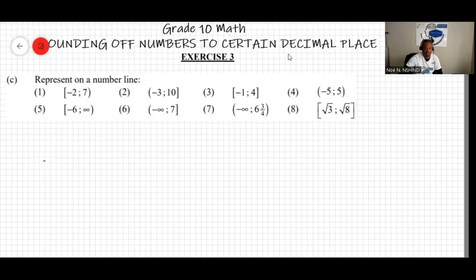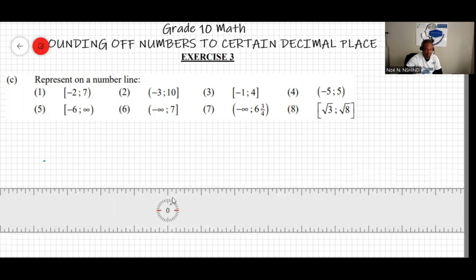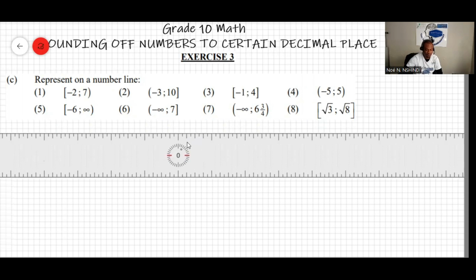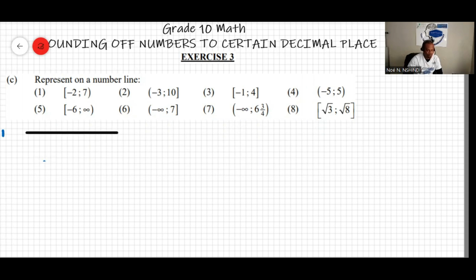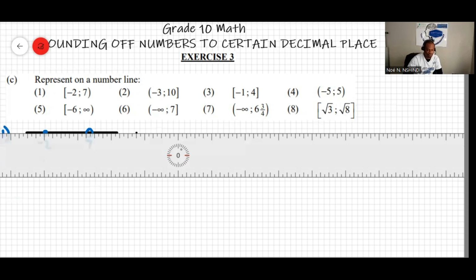Now, question C says represent on a number line. So to represent this on a number line, I will just draw my number line here. For question 1, we can notice that by -2 we have a square bracket, and by 7 we have a round bracket. So I'll put a full circle by -2, and then open by 7.